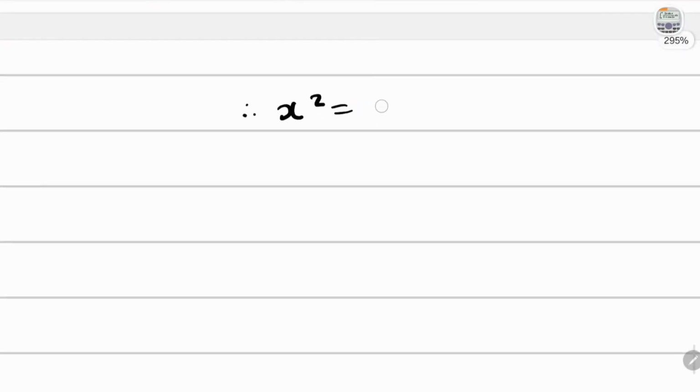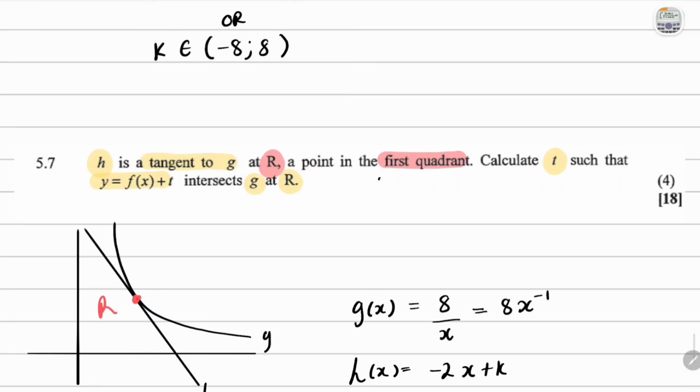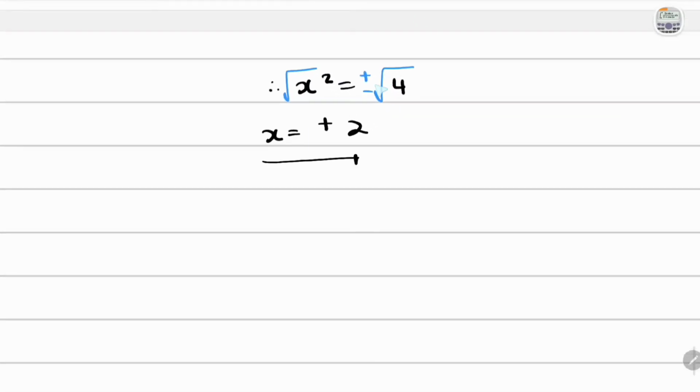Okay, so if you square root both sides, then we get a positive and negative solution. So x is either equal to positive or negative 2. But remember what they told us. They told us that this intersection happens in the first quadrant and the x value would be positive in the first quadrant. So x is clearly equal to positive 2.